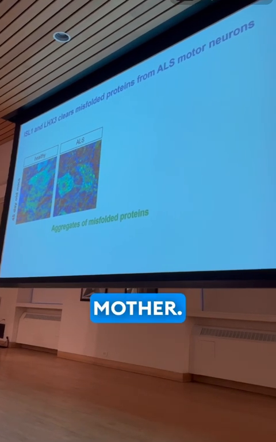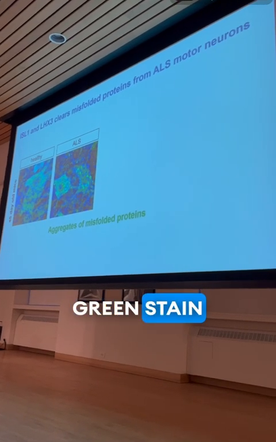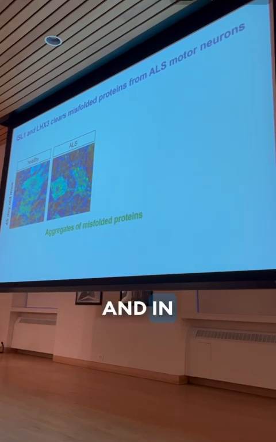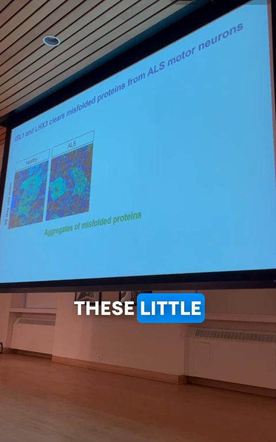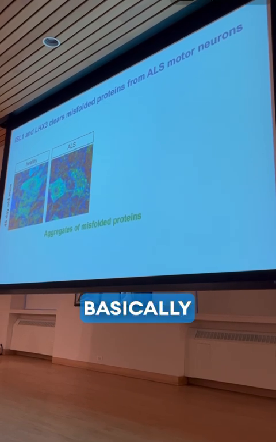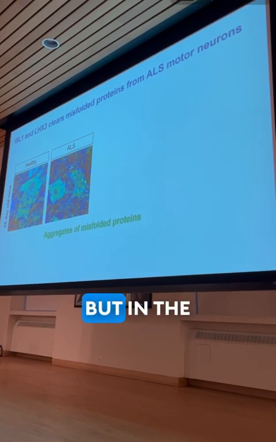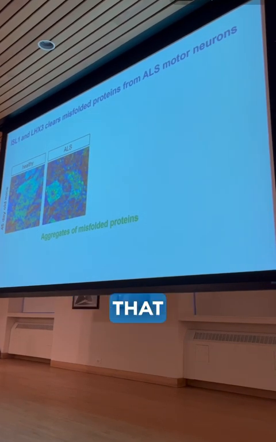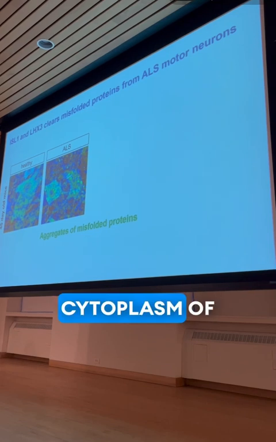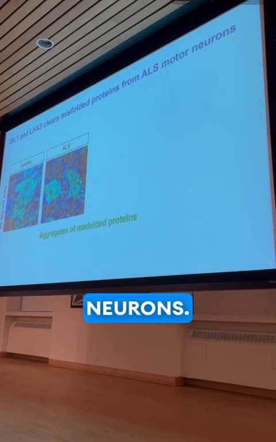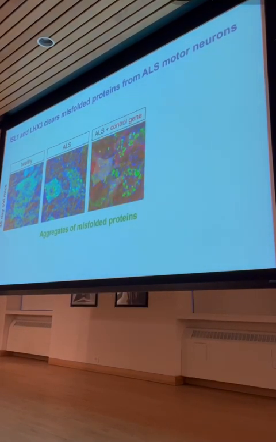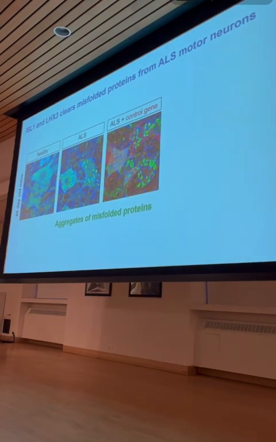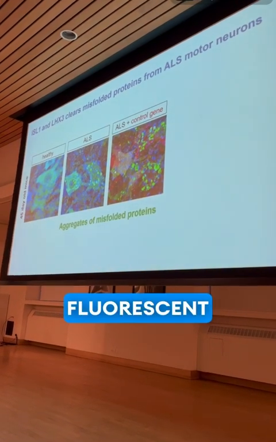Now this is a healthy motor neuron, and the green staining is for structures that degrade misfolded proteins. And in healthy cells, you see these small dots that are each basically degrading misfolded proteins. But in the case of ALS, you start seeing these pathogenic large aggregates that accumulate inside the cytoplasm of these motor neurons. So when we then added the virus, we added first a virus that expresses control genes. In this case, it was red fluorescent protein.